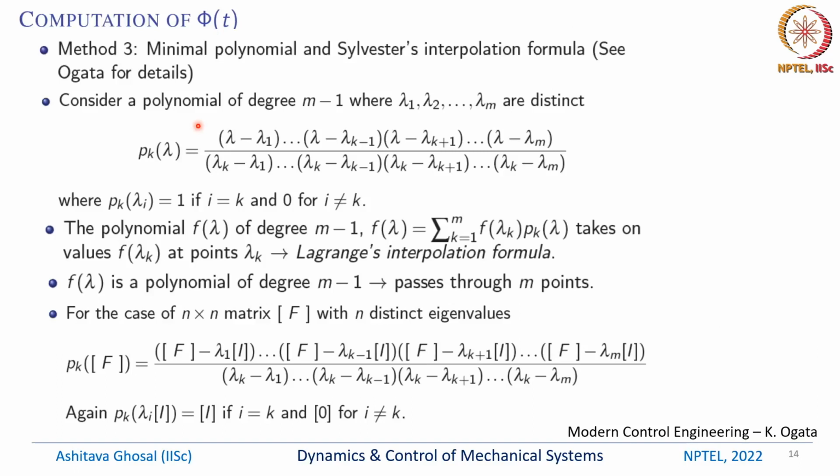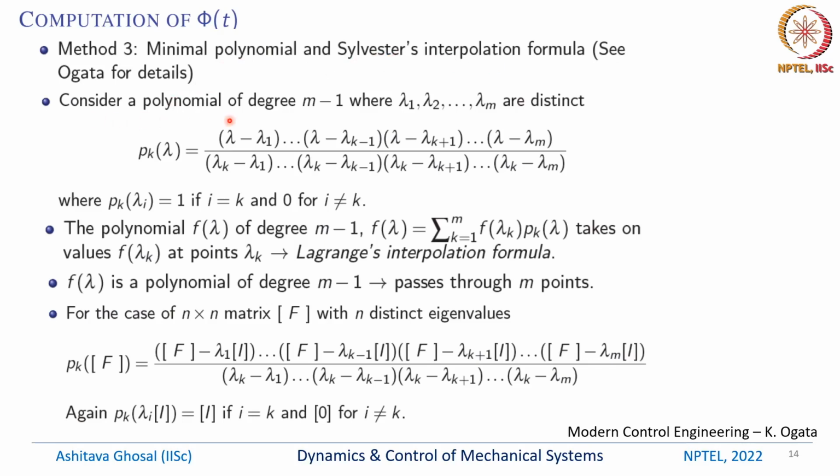The third method is much more complicated, and I will go through it in brief. If anybody is interested, they can go and see Modern Control Engineering by K. Ogata. This is a little bit more complex. It uses two ideas: one is something called a minimal polynomial, and the other is Sylvester's interpolation formula.